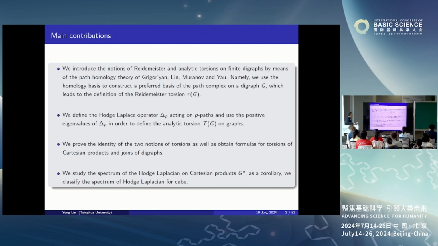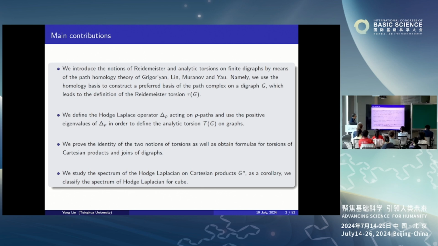So this is the main topic we are going to talk about today. We introduce the notion of Reidemeister and analytic torsions on the finite digraph by the path homology theory, which was introduced by Grigoryan, Muranov, Yau, and me about 10 years ago. We used the homology base to construct a preferred base for the path components on the digraph G, which leads to the definition of Reidemeister torsions.